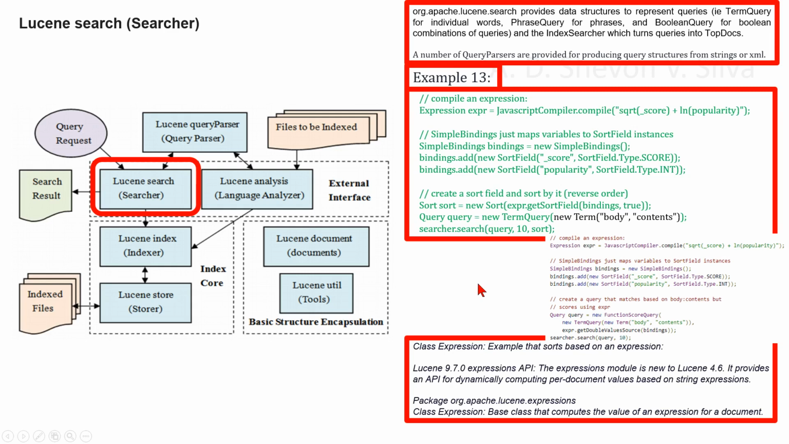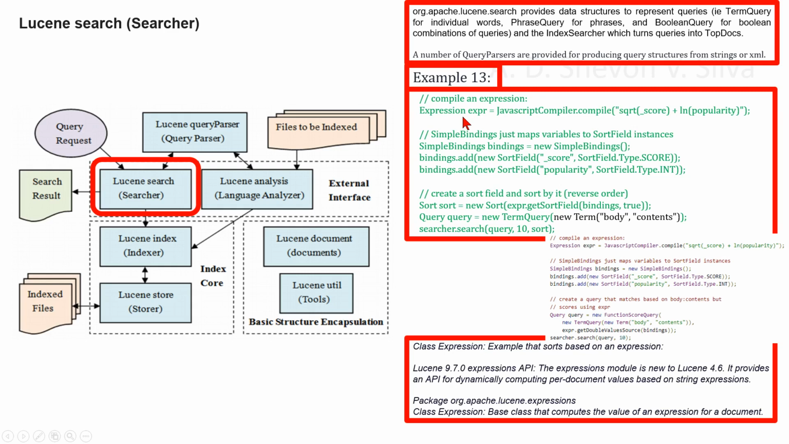9.7.0 expression API. The expression module is new to Lucene 4.6. It provides an API for dynamically computing per document values based on string expressions. The class expression in package org.apache.lucene.expressions is the base class that computes the value of an expression for a document.